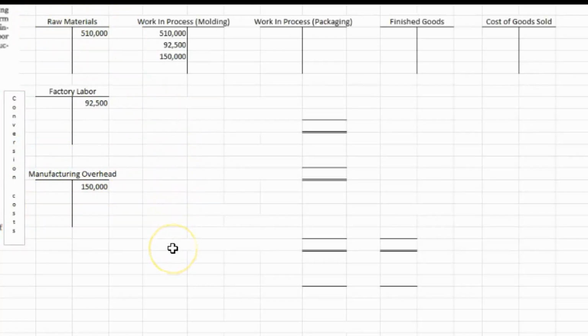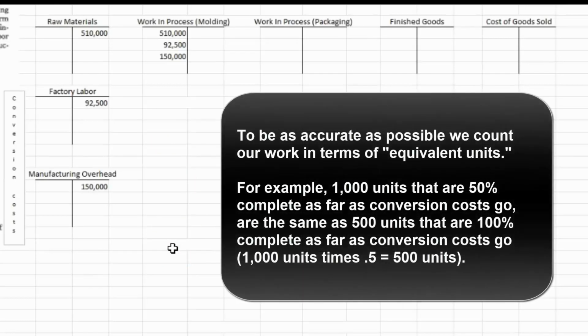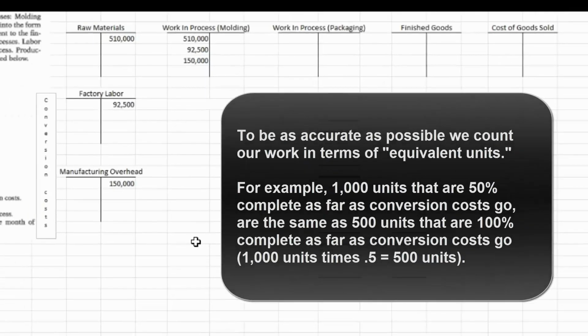And the third thing that's the most challenging, but really isn't that hard, is equivalent units. We're not going to finish everything every month, but we've got to give ourselves credit for the work that we do. So if we have 1,000 units that are 50% complete, that's the same as 500 complete units. 1,000 units that are 50% complete are the same as 500 complete units. So we call those 500 equivalent units.